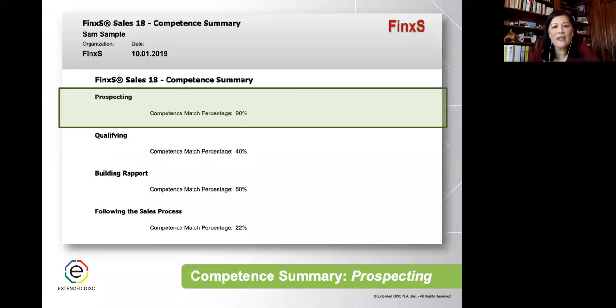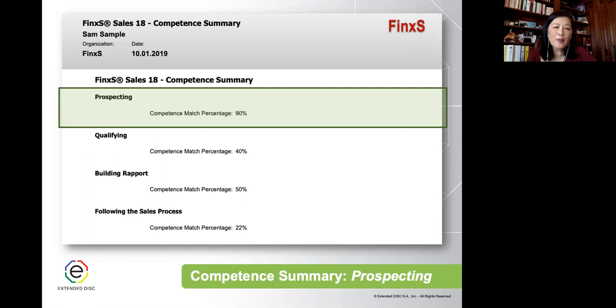Exactly. So I think we have one more I wanted you to talk about, and that's the Sales 18 competence summary. And still keep flowing along the lines of the one prospecting competence that we've been looking at. In this case, we see a competence match percentage of 90%.